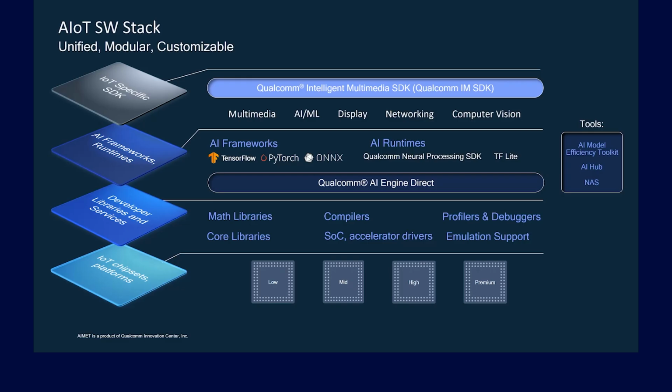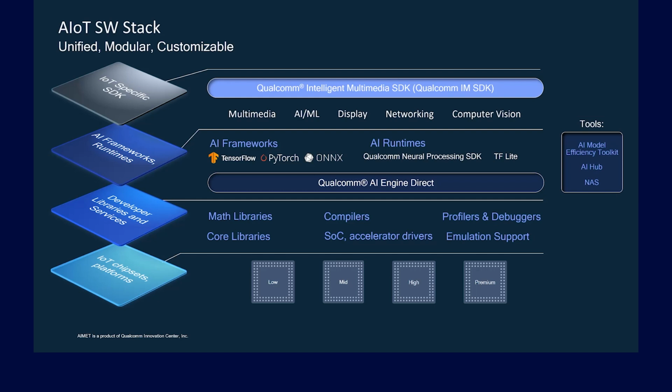With this software stack, what we also provide are the helpful tools. Tools are very important and useful products that are available to you for your whole application journey. There are two major tools that I want to highlight over here: AI Model Efficiency Toolkit, also called AIMET, and AI Hub.